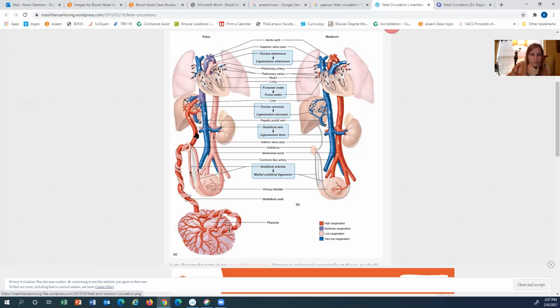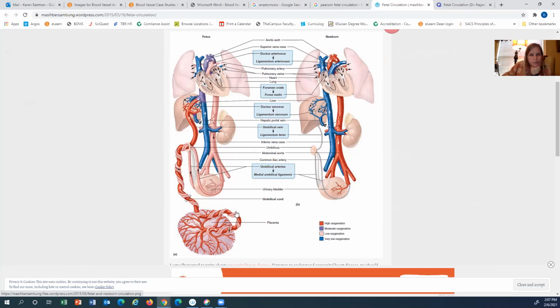We've got one vein coming in, and then we've got two umbilical arteries that are going to be going out. So again, when you look at this umbilical cord, there's one umbilical vein and two umbilical arteries. And the two umbilical arteries wrap themselves around that vein, and that's what makes up the cord in and of itself.